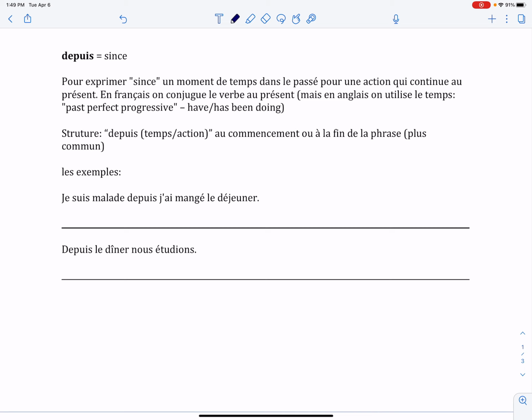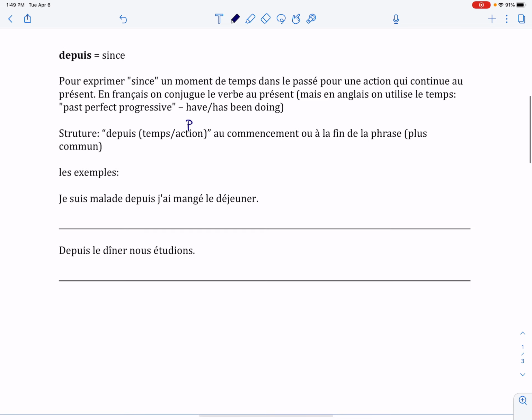And if you're saying since something happened, that something that happened would be conjugated in the passé composé. So the first example is with an action, depuis j'ai mangé le dîner. And so the structure tells you depuis, whatever the time or action is, au commencement ou à la fin de la phrase. It's more common being at the end of the sentence, but it can go at the beginning or at the end of the sentence.